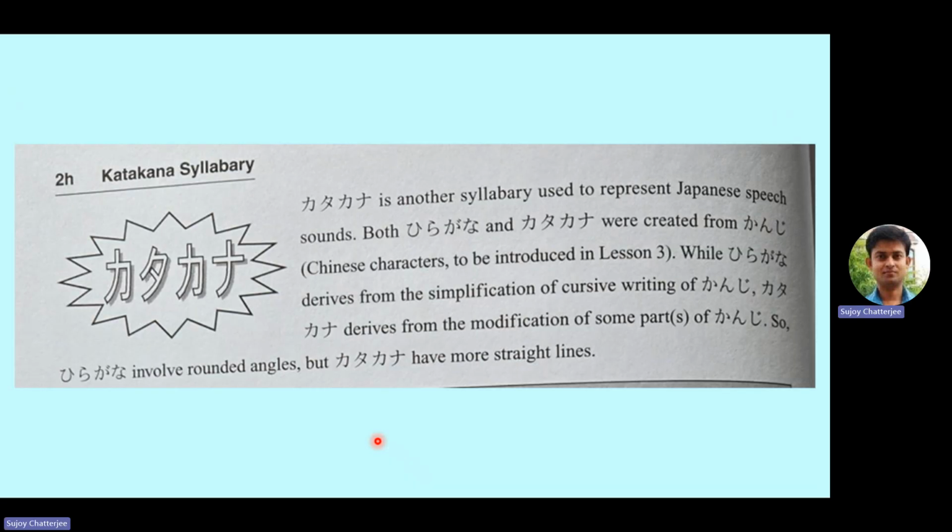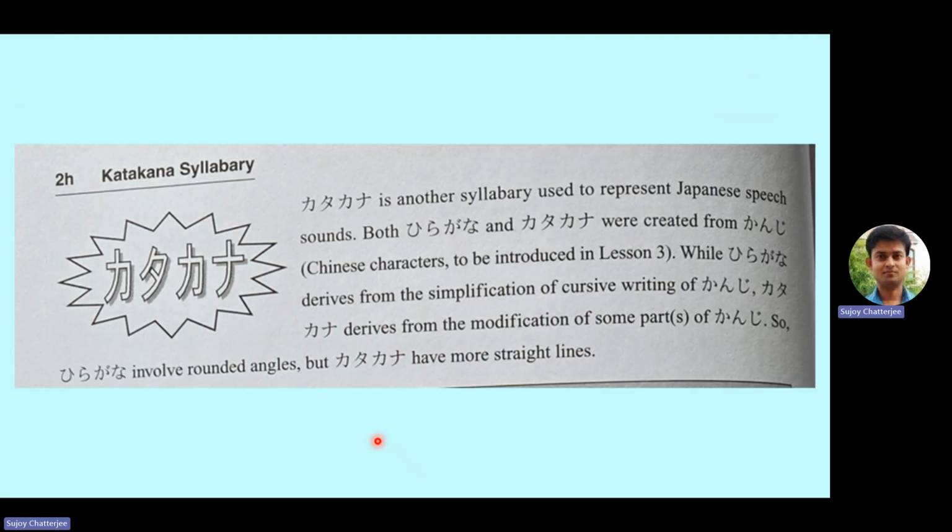Katakana Syllabary. So now we have come to the third section of today's video, Katakana Syllabary. As you know, Hiragana and Katakana are the two phonetic syllabaries of Japanese writing, the third one being kanji. The first one, hiragana, we have learned earlier. Katakana is another syllabary used to represent Japanese speech sounds. Both hiragana and katakana were created from kanji, that is Chinese characters, which we will introduce in lesson 3.